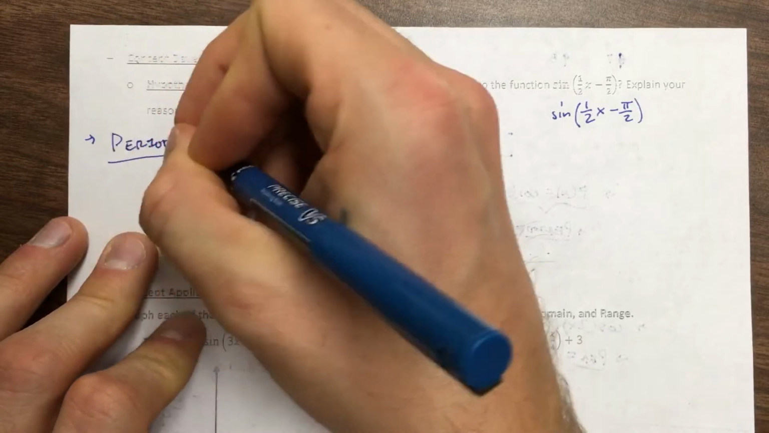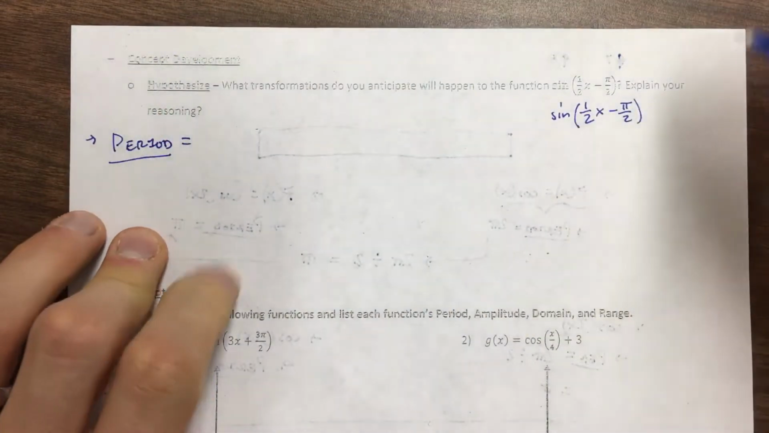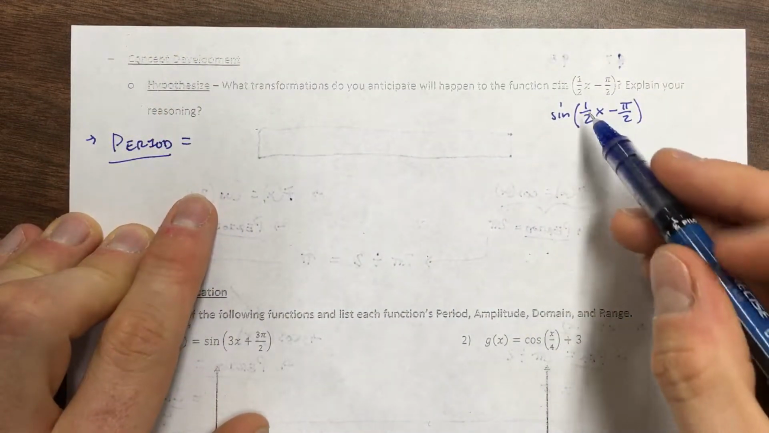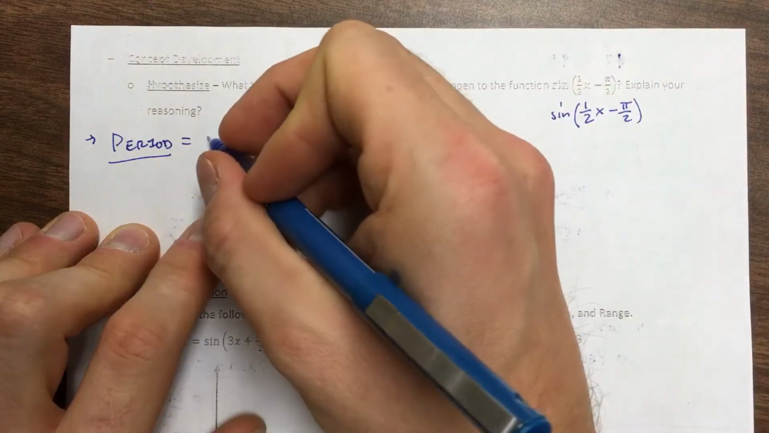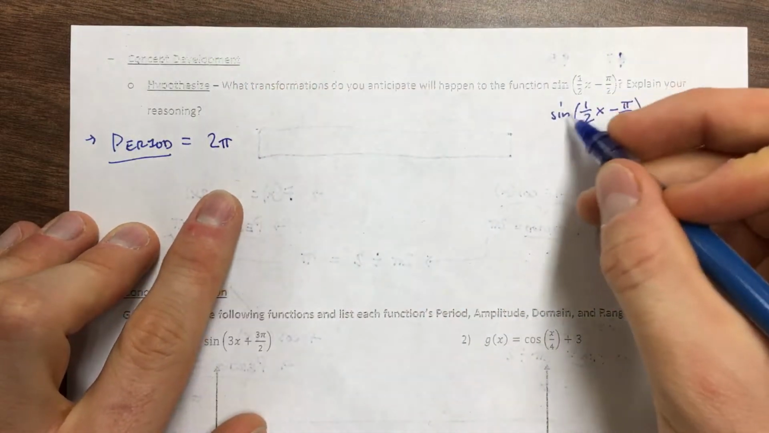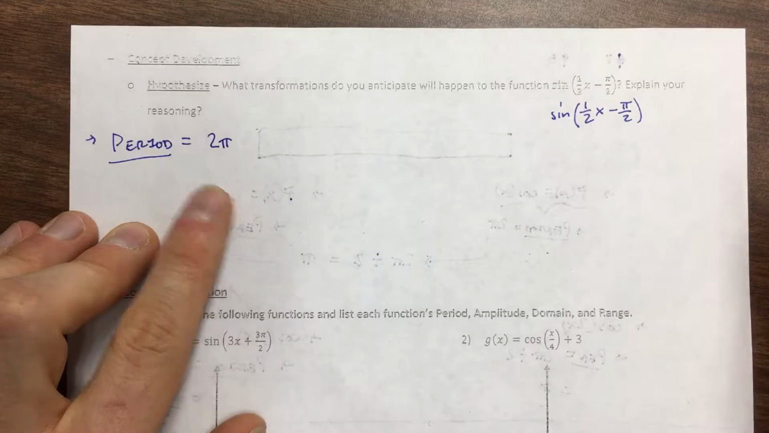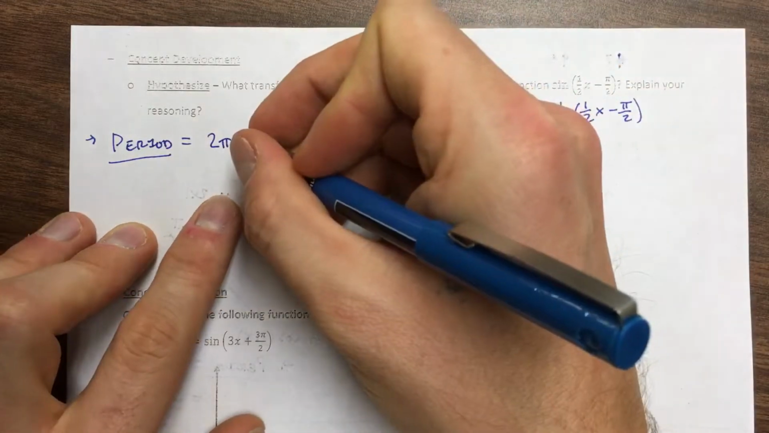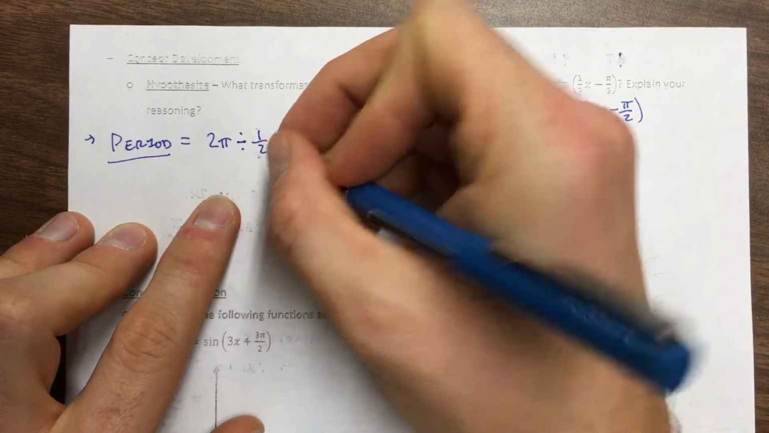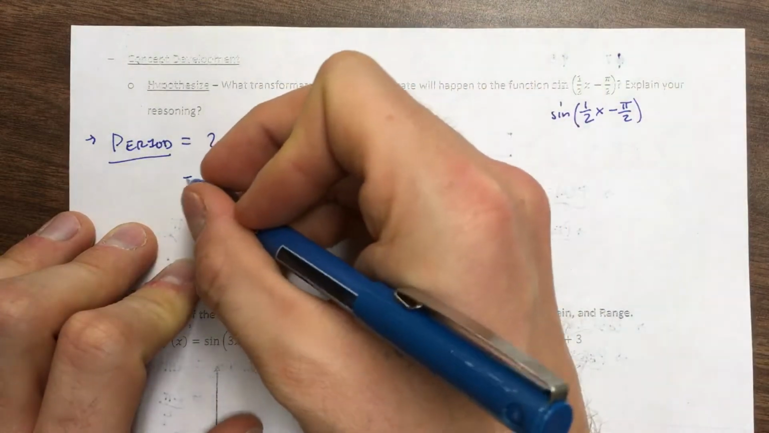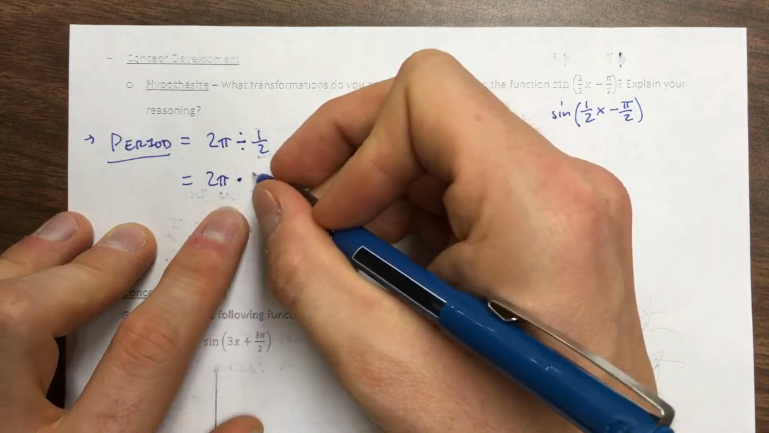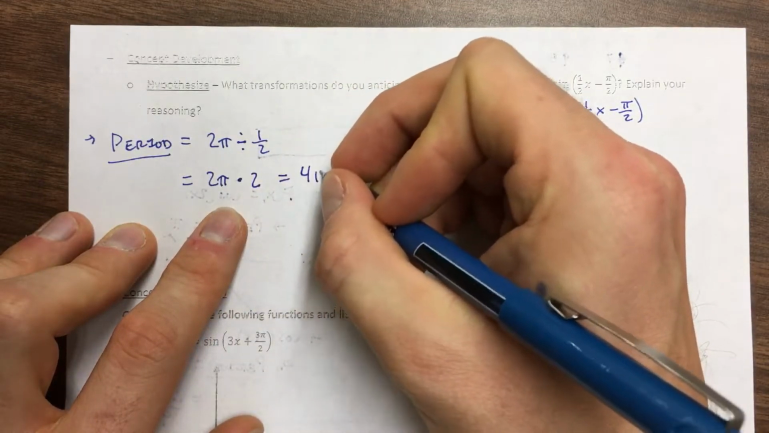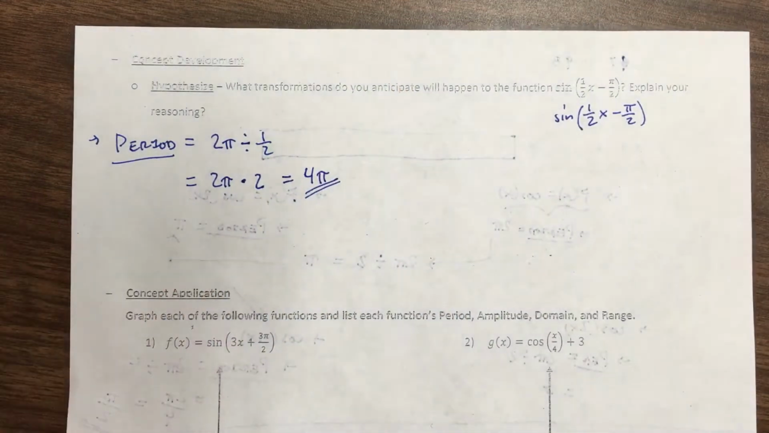After having some time to talk about it with their partner, what students said is, well, hey, x is being multiplied by a number here. Because x is being multiplied by a number, I know that the period is going to change. So we start with 2 pi because that's the parent function period of sine. And then since x is being multiplied by 1/2, we would divide by 1/2, which is the exact same thing as multiplying by the reciprocal. If I take the reciprocal of 1/2, we get 2. So our period is 4 pi.